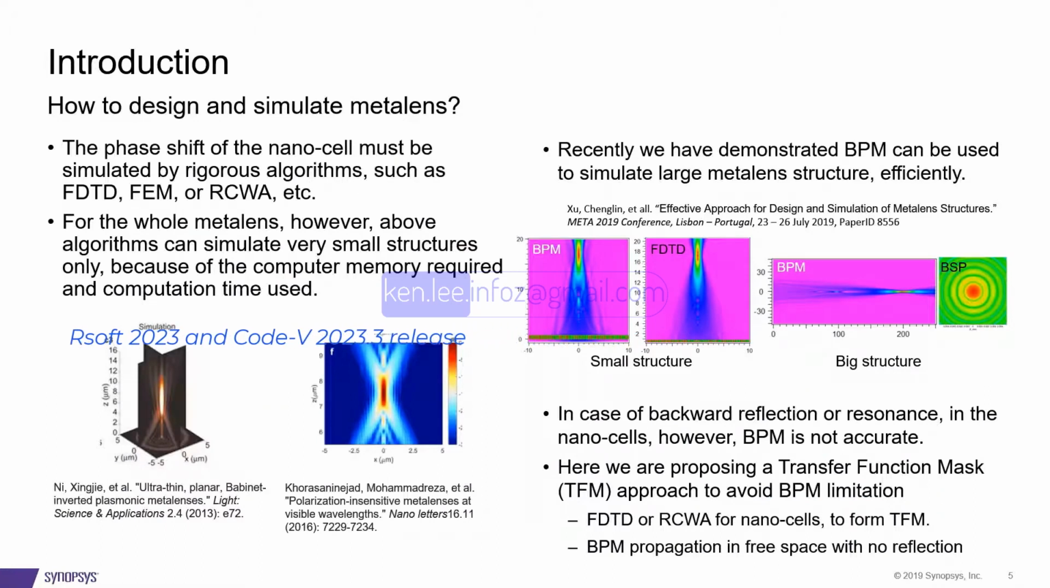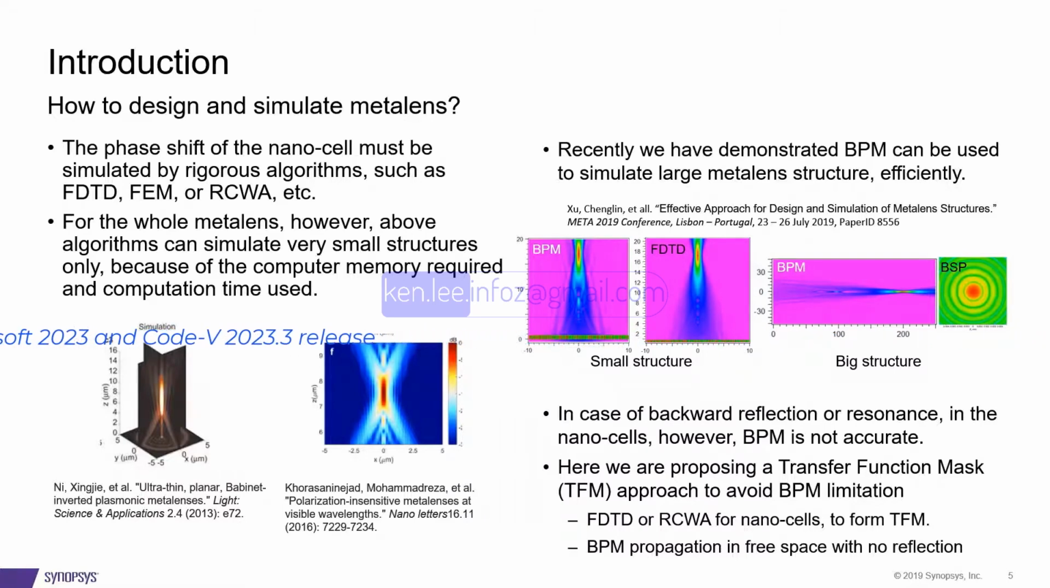Well, with this introduction, the next question is how to design and simulate a Metalens. Because of the nanoscale, the phase shift of the nanocell must be calculated by using a rigorous algorithm, such as FDTD, FEM, or finite element method, or RCWA, which is rigorous coupled wave analysis. For the whole Metalens, however, none of the above algorithms is suitable because they all require a lot of computer memory and they take a lot of time to calculate. So this means they can only be used to simulate very small structures.